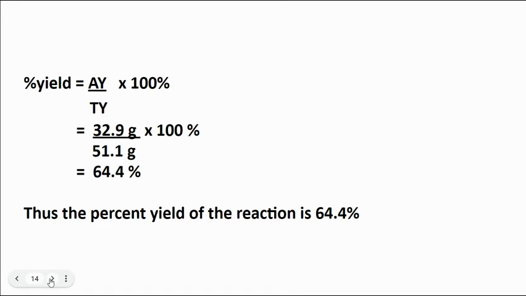To find my percent yield, how well did I do at this reaction? 100% is great, but usually it's not going to be 100%. I'm going to take the actual yield divided by, in theory, what I would have expected to create. Multiply it by 100%, and then you could see for this one, 64.4% would be my percent yield. So not a great yield.